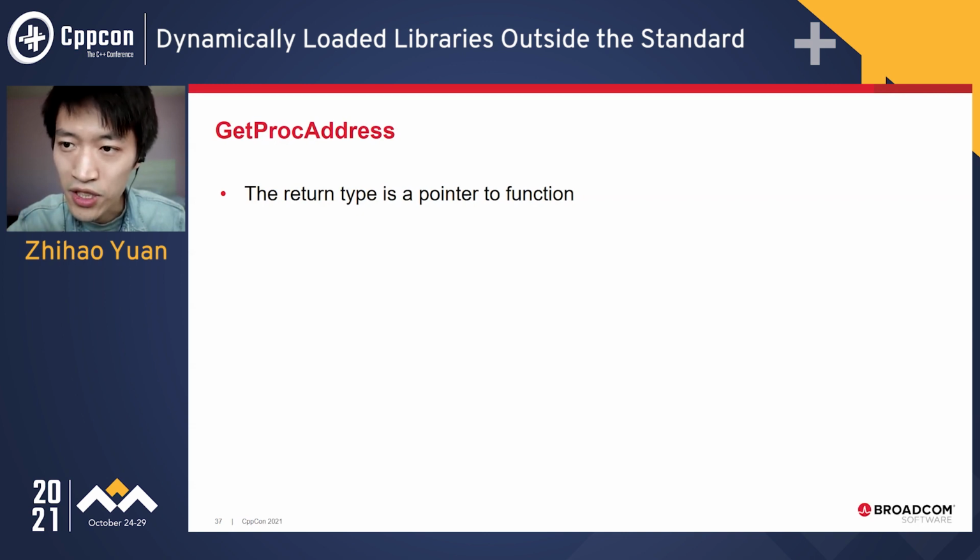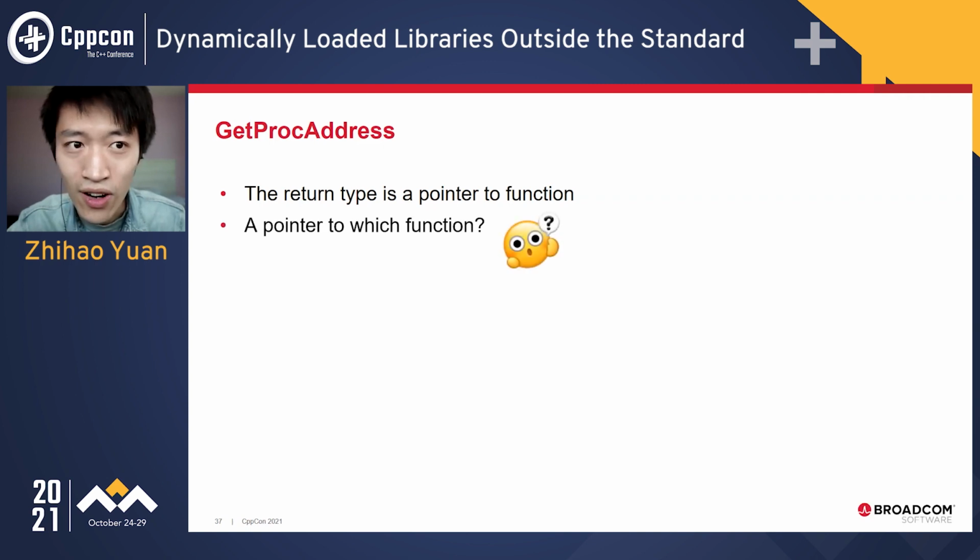A function pointer can be explicitly converted to a function pointer of a different type. But this doesn't mean that we can safely use it. Calling a function through a pointer to a function type that is not the same as the type used in the definition of the function, the behavior is undefined. So here comes the question: to call this, is it defined or undefined, and which function do we have a pointer to?